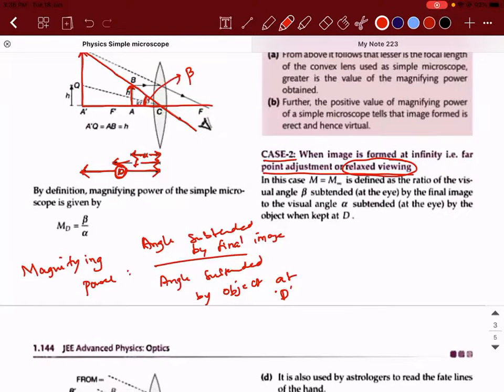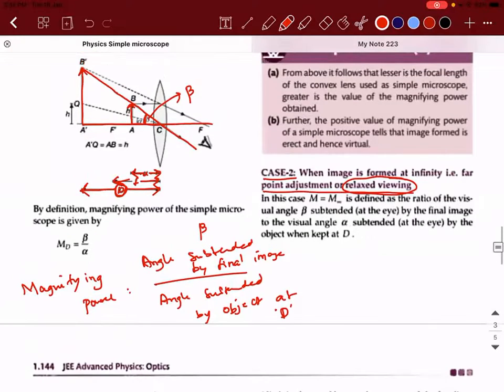Now tell me, magnifying power requires two angles, right? The angle subtended by the final image and the angle subtended by the object at D. Now beta is which angle? Is it the numerator one or the denominator one? Numerator. Very good. So beta is the one formed in the numerator.